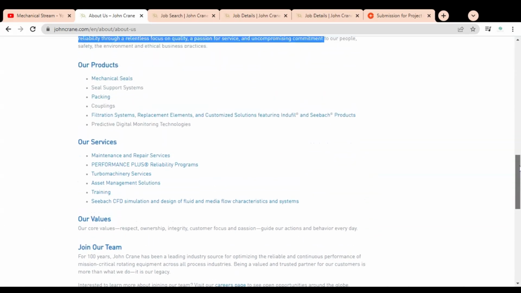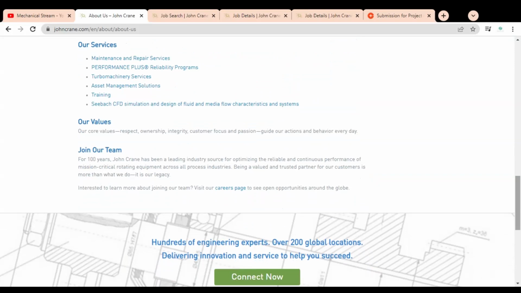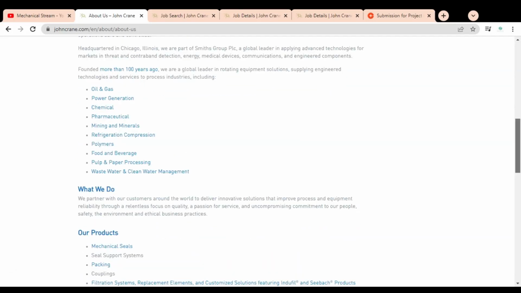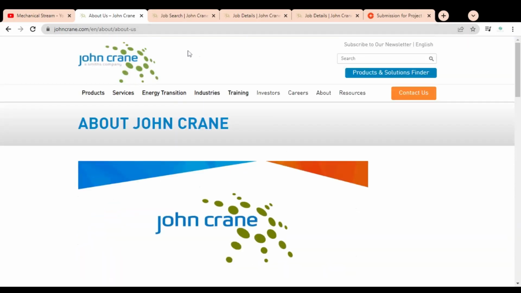So friends, these are the services they are providing, and you can see their core values are respect, ownership, integrity, customer focus and passion, and they guide our actions and behavior every day. So friends, it is a very good company for all engineers to get a job. So friends, let's check what job opportunities they have.